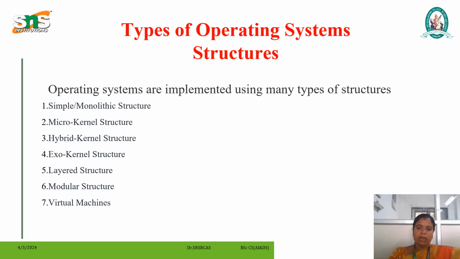Operating systems are implemented using many types of structures: simple and monolithic structure, microkernel structure, hybrid kernel structure, exokernel structure, layered structure, modular structure, and virtual machines.